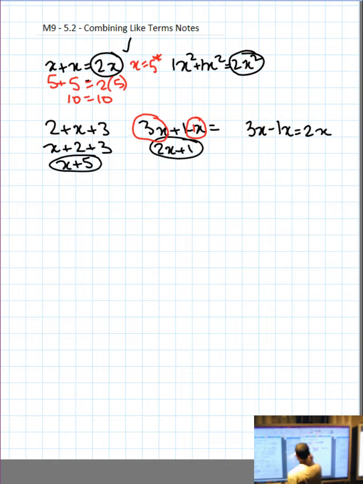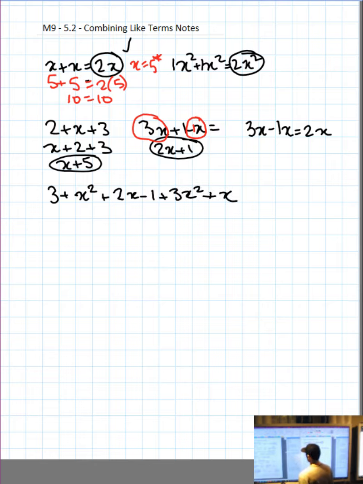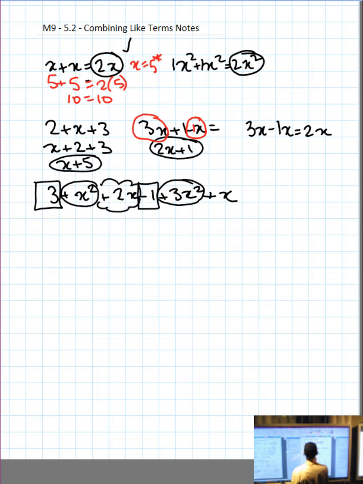Okay, so 3 plus x squared plus 2x minus 1 plus 3x squared plus x. Well, we could rearrange the order of the terms in the notes, or just circle the like terms. Positive x squared, positive 3x squared. Box the numbers: positive 3, negative 1. Cloud the x's all by themselves. Let's do the highest degree first.